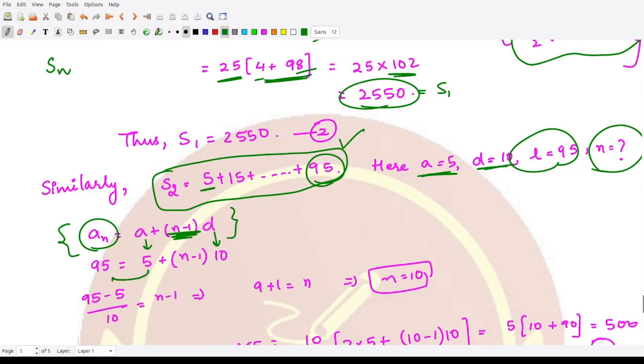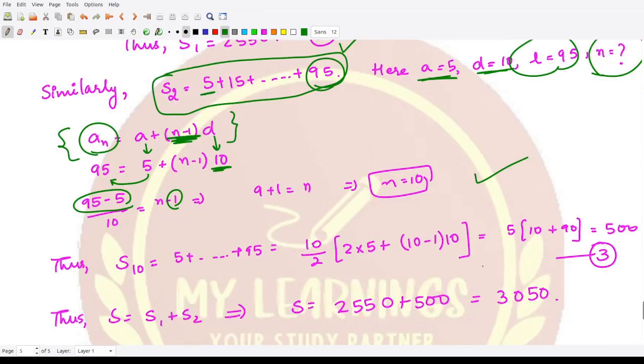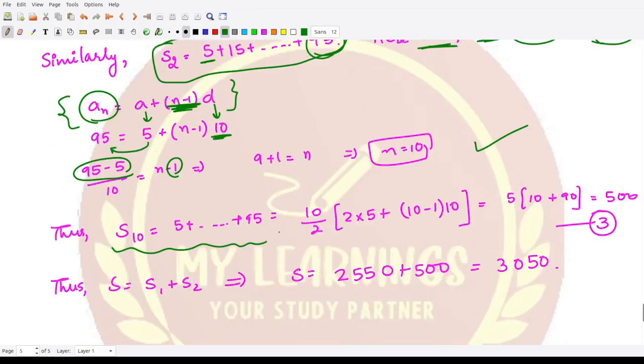Simplifying this, moving the 5 over, we have 90. 90 divided by 10 is 9. 9 plus 1 is 10. So you have the value of n as 10. That means we have to calculate the sum of the first 10 terms. So here the formula would be 10 by 2 times 2a plus 10 minus 1 times d. Substituting the values of a and d as well, you can simplify the terms and you have 500 as the value for S2.